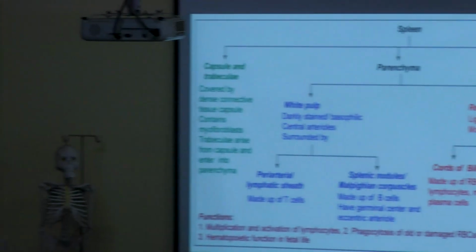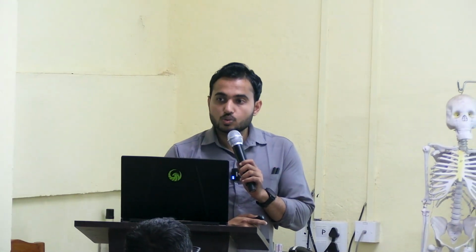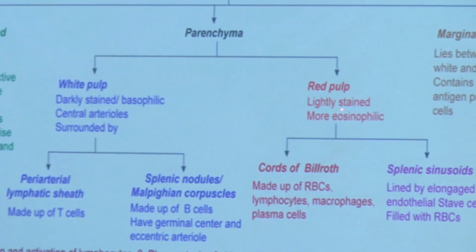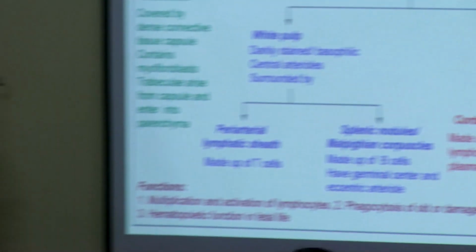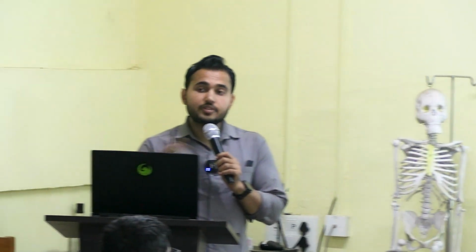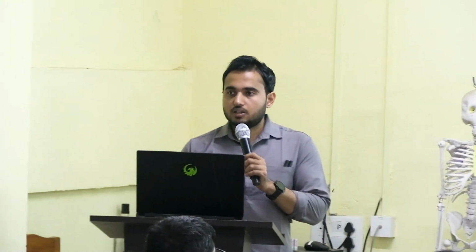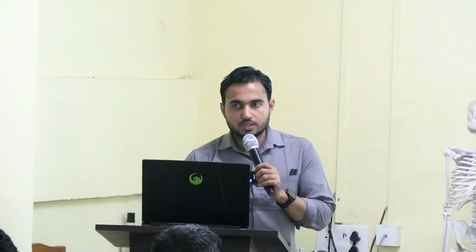That central arteriole is mostly eccentric in nature, not concentric. It is not in the center, but a little towards the periphery. So this is the white pulp. Next, the red pulp is lightly stained and eosinophilic, meaning it has a slightly pinkish appearance. From there you can differentiate; these are the identifying features by which you can differentiate between the white pulp and red pulp.